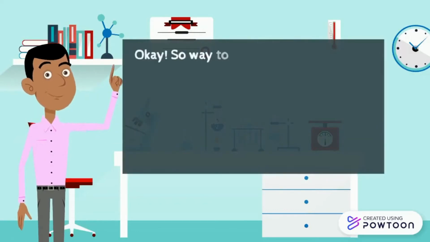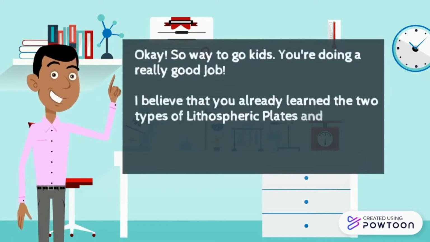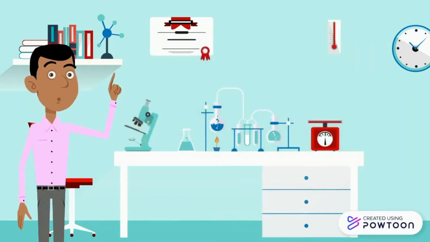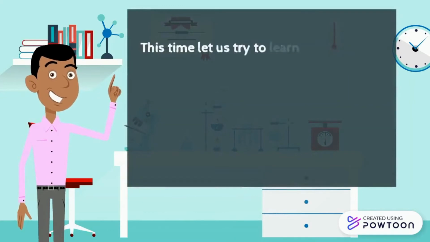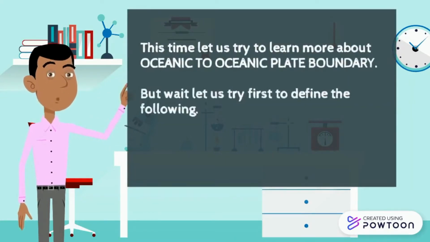Okay, so way to go, kids. You're doing a really good job. I believe that you already learned the two types of lithospheric plates and the three types of convergent plate boundary. This time, let us try to learn more about the oceanic to oceanic plate boundary. But wait, let us try first to define the following.